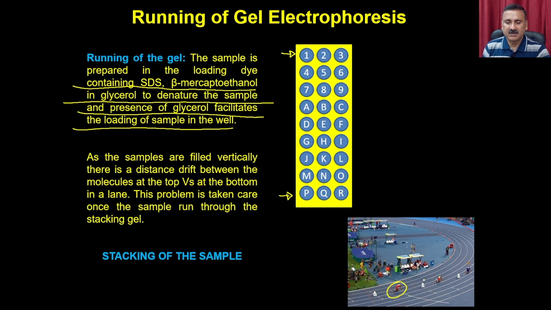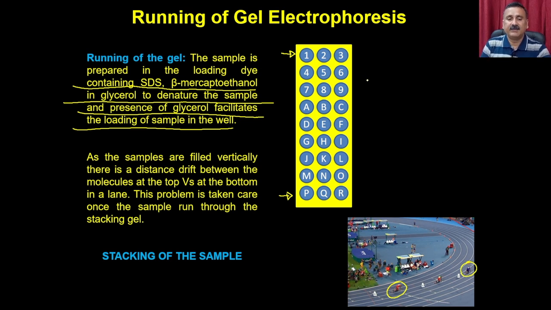Some runners are present here and another runner is present here. There is a difference between these two runners, and that is why you see very clearly that this runner is running in a circle of larger diameter, whereas this one is running in a smaller diameter. This means the distance they are going to run is not the same.